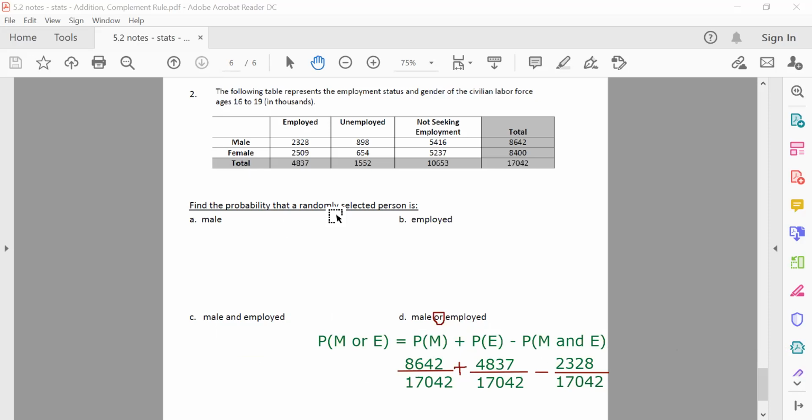And so we do the math. Thankfully, they all have the same denominator. 8642 plus 4837 minus 2328 is going to give you 11,151 over 17,042.